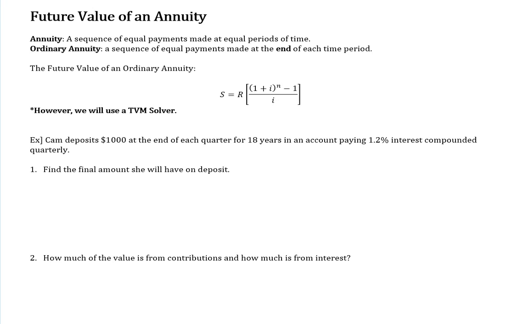Hello everyone, and welcome to our video on future value of an annuity, where we'll use the TVM Solver to solve two examples. So an annuity is a sequence of equal payments made at equal periods of time.